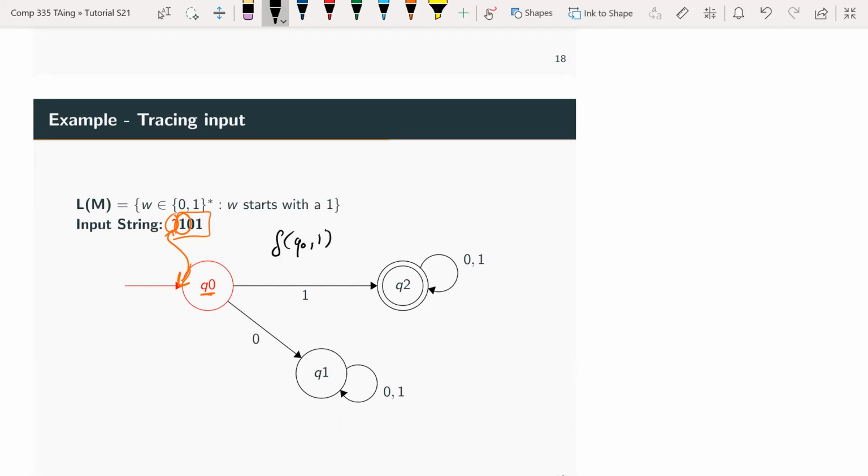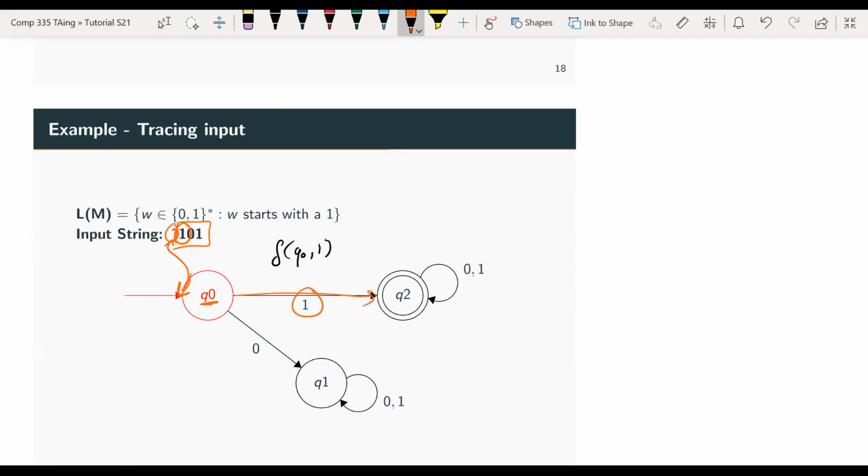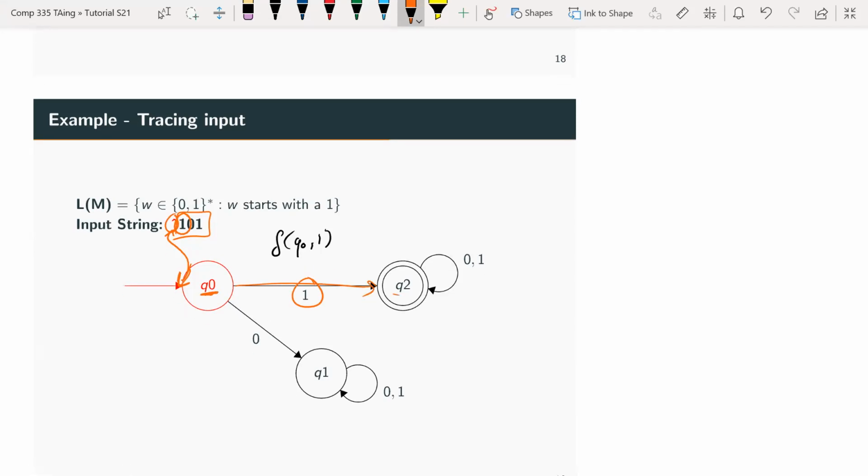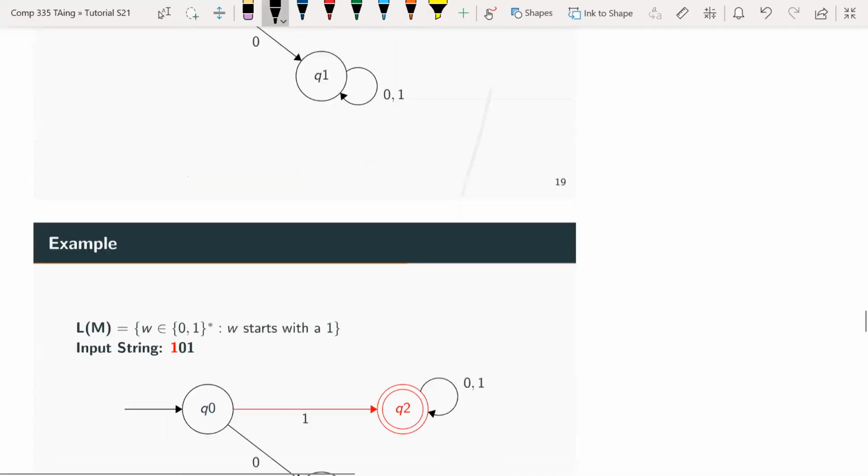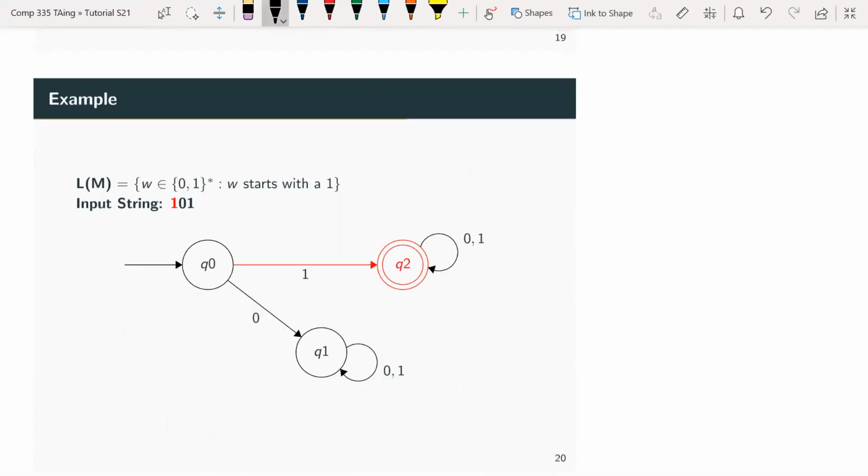Well, you just have to look at your transitions here. I'm in Q0, and I'm going to read a 1. That means I'm going to take this path and go to Q2. So delta Q0 1 is going to be Q2. And so that's why in the next slide, when I read a 1 and I'm in Q0, I'm going to go to Q2.